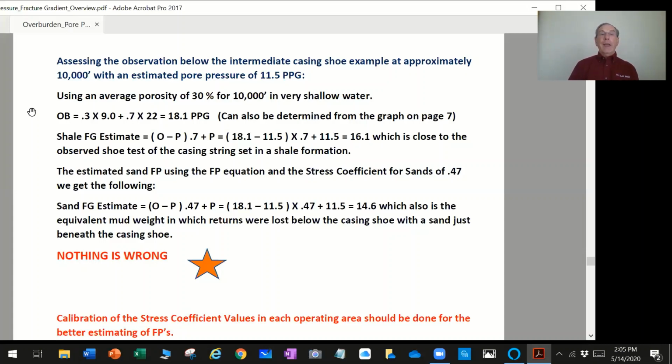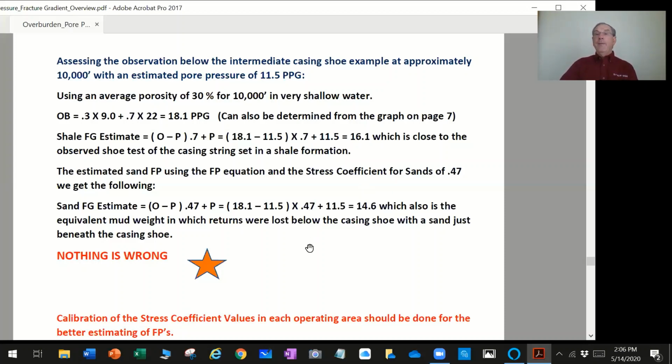Now the estimated sand fracture pressure, using the fracture pressure equation and the stress coefficient for sand of 0.47, we get the following estimate. The sand fracture gradient estimate would be the overburden minus the pore pressure, times 0.47, plus the pore pressure. For this example, it's the overburden of 18.1 minus the pore pressure of 11.5. You take the difference between those values, multiply it times the sand stress coefficient, which is 0.47, plus the pore pressure of 11.5, which gives us a sand fracture gradient value of 14.6.